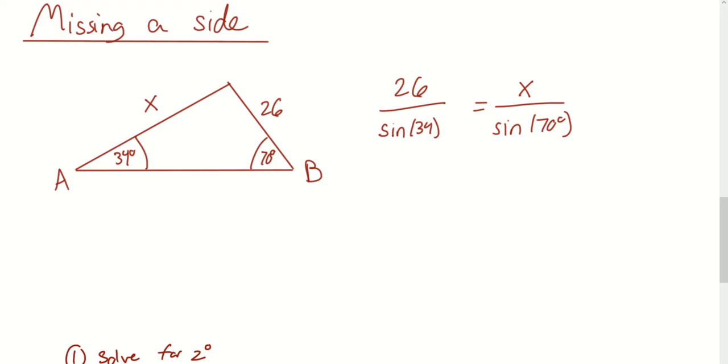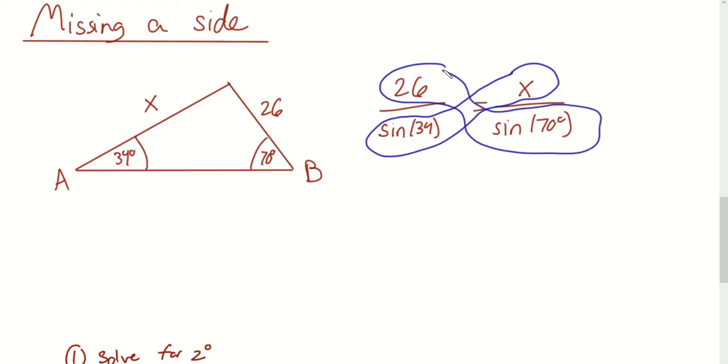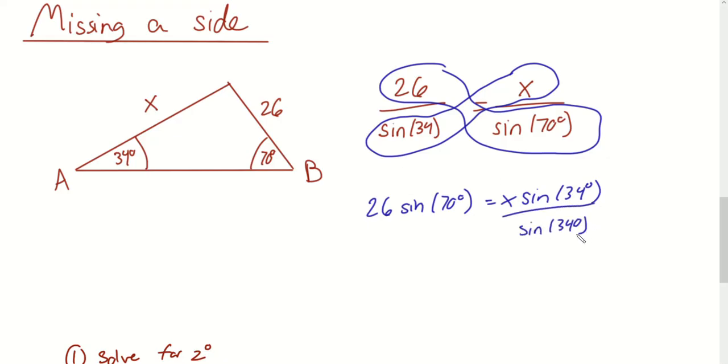So if I cross multiplied, I'm doing x times sine of 34 and 26 times sine of 70. So I have 26 sine of 70 degrees equals x sine of 34 degrees. Okay, how do I get x all by itself, Carson? Yeah, divide by sine of 34 degrees.